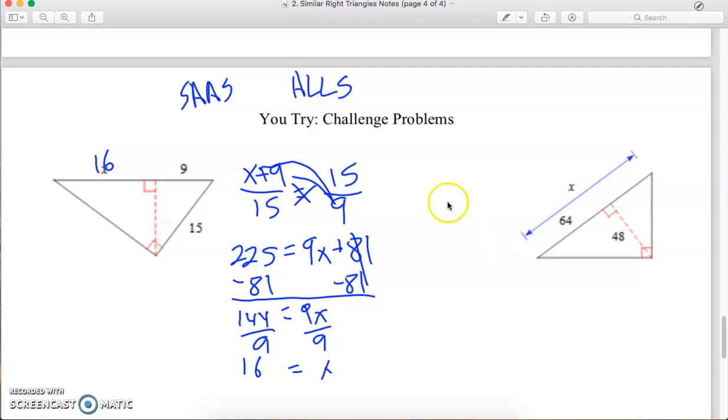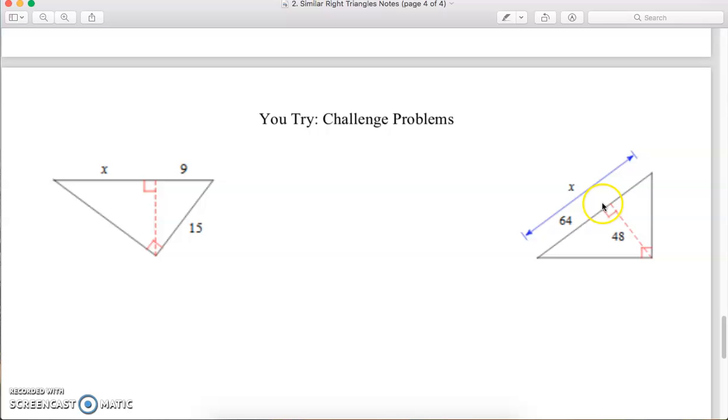Okay, on this challenge problem, let's do it, and I'll let y'all try the next ones. Right here, you've got an altitude, and the hypotenuse is x, and you know this segment, right? But we don't know anything about the legs. So on this one, we should use segment, altitude, altitude, segment. So what's one of our segments? Well, we know one of them is 64 over the altitude, which we know is 48, equals the altitude again, 48, over the other segment.